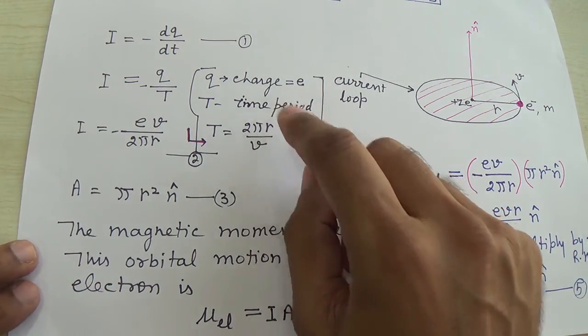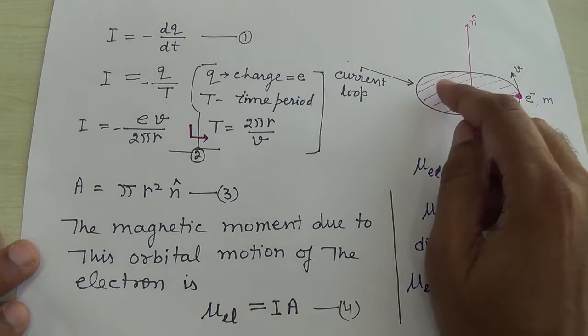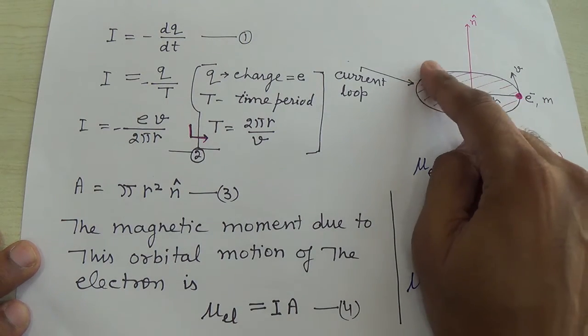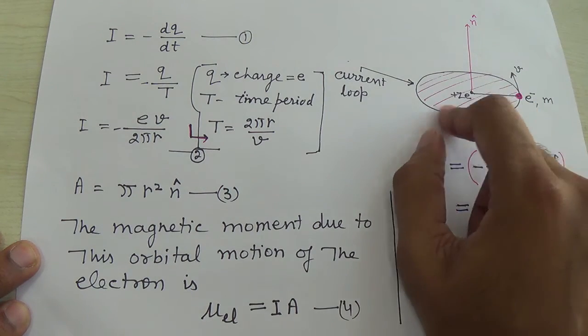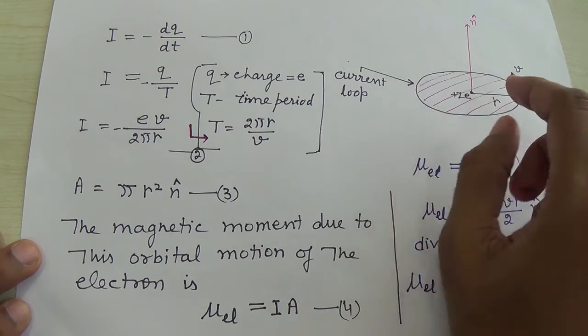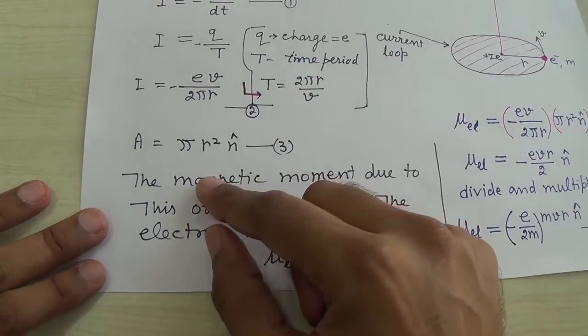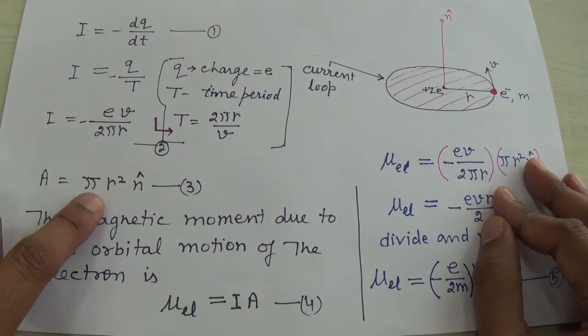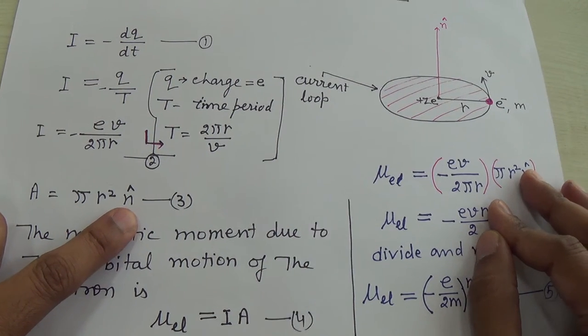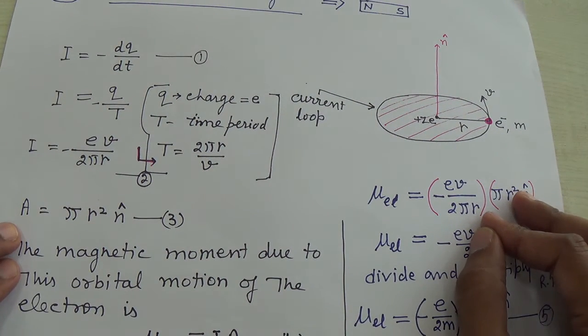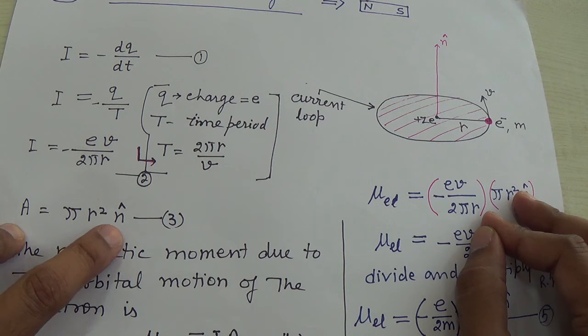Next, the cross area of this current loop. The area can be defined as pi r square times unit vector n. So the area is shown with the help of unit vector n.